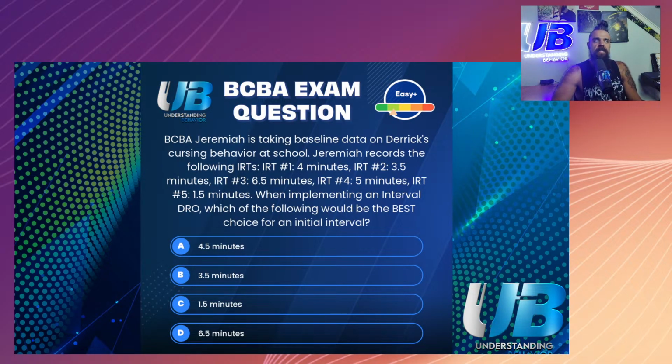Alrighty, let's check this next one out. We've got BCBA Jeremiah taking baseline data on Derek's cursing behavior at school. We've got a few different IRTs here for you. For implementing an interval DRO, which of the following would be the best choice for an initial interval? What do you guys think? Get your calculators out if you need it. Let's see some answers.